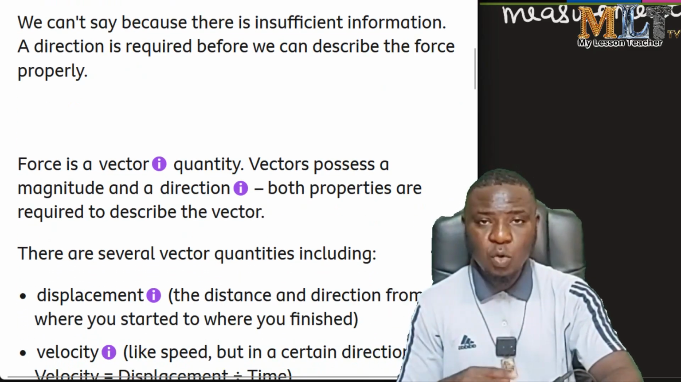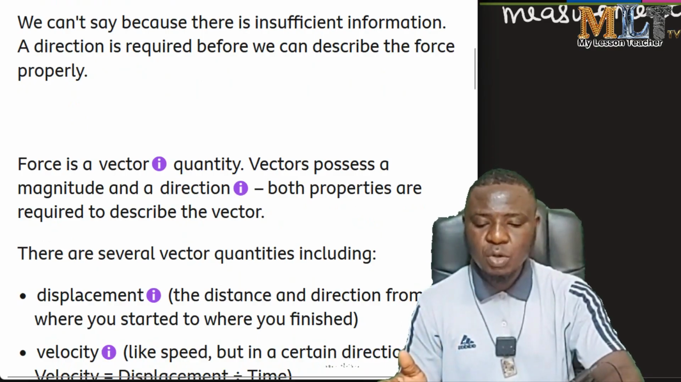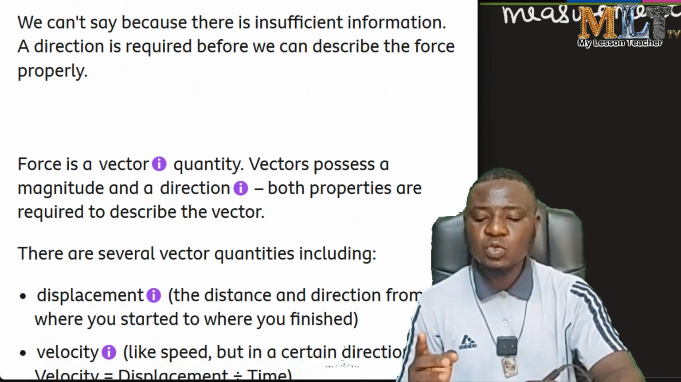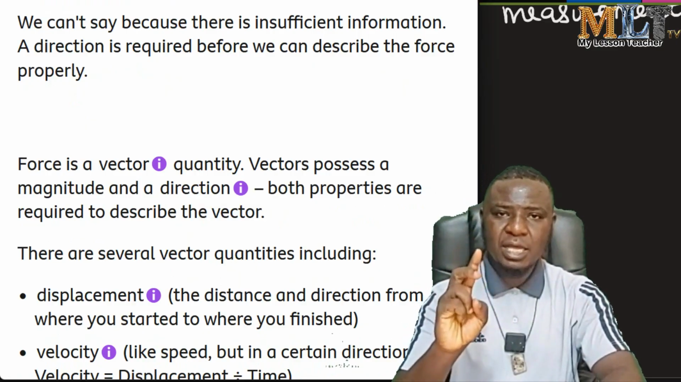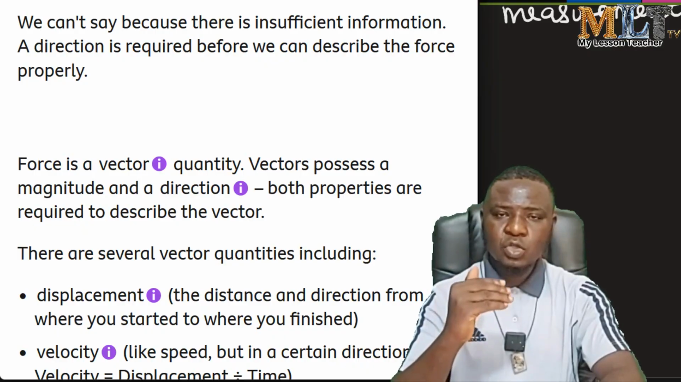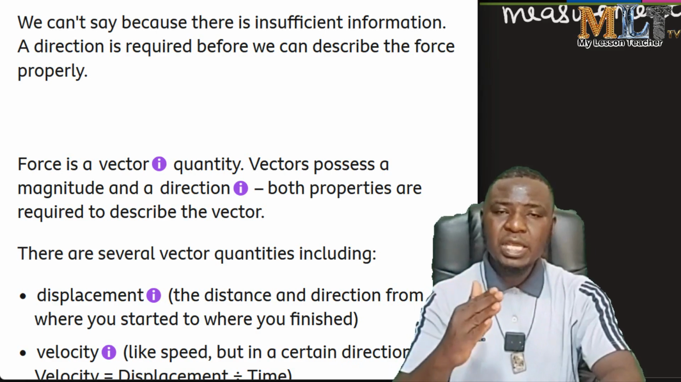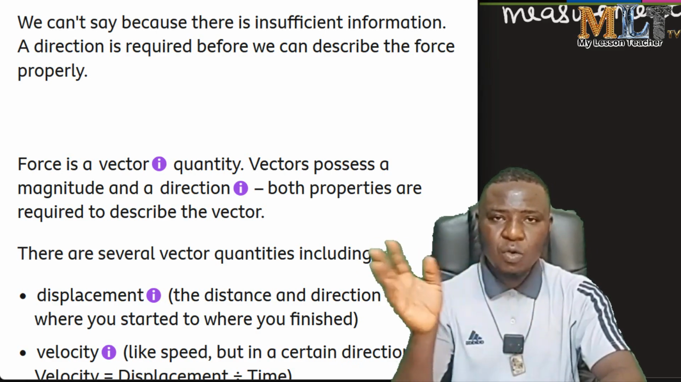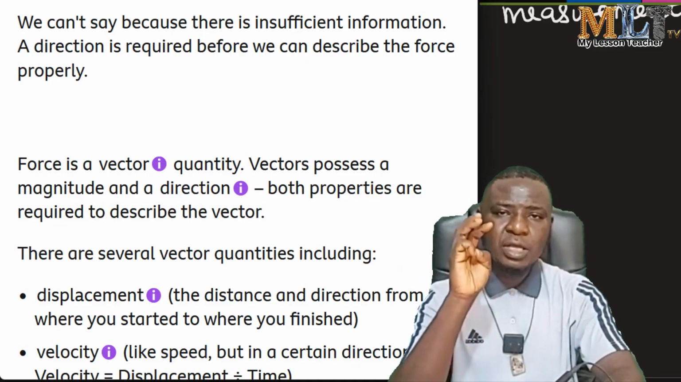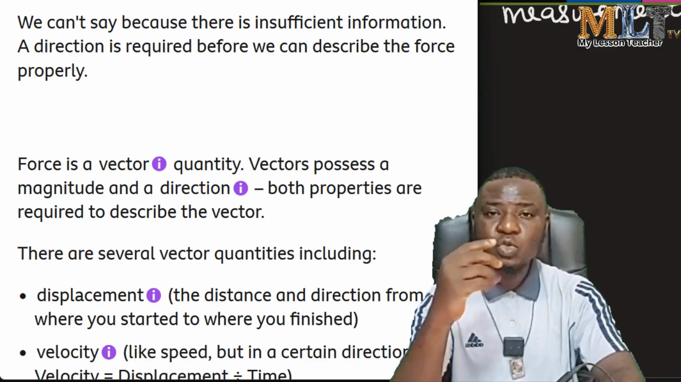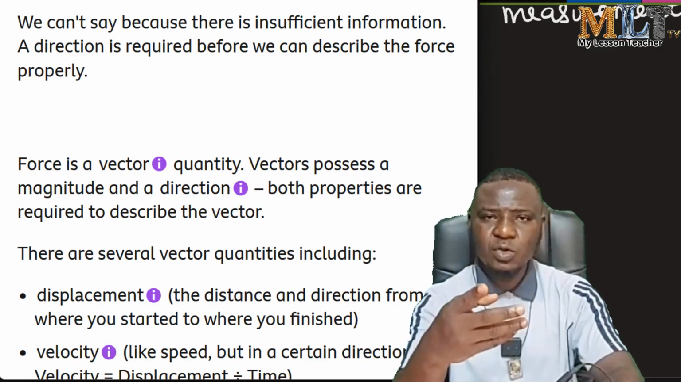So force is a vector quantity. Vectors possess a magnitude and a direction. Both properties are required to describe the vector. So the magnitude must be there, and the direction. It should tell you if it is towards the north, towards the south, towards the east, or north of east, or north of west, or whatever. Okay, so you must have the magnitude and the direction to properly describe a vector.